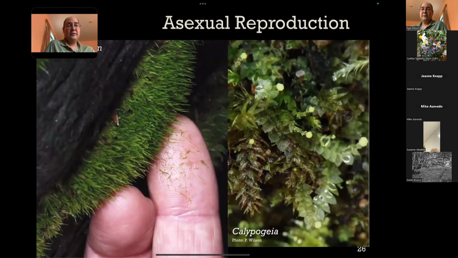And then here's another one where the leaf tips break off on the left, and on the right, there's a liverwort that has little pom-poms too.